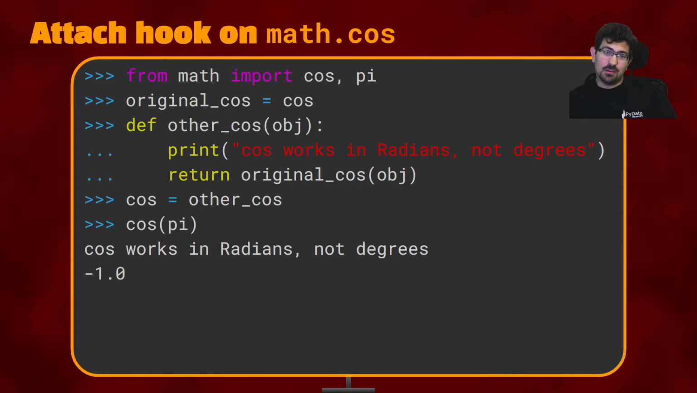Let's take another example. So now we can, from the math module, import cos and pi. And we can say original cos equals cos, and the other cos says some message: cos works in radians, not degrees. And then it returns the original. Now when we say cosine of pi, it says cosine works in radians, not degrees, and it gives the correct answer.